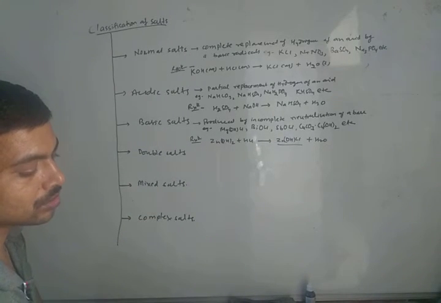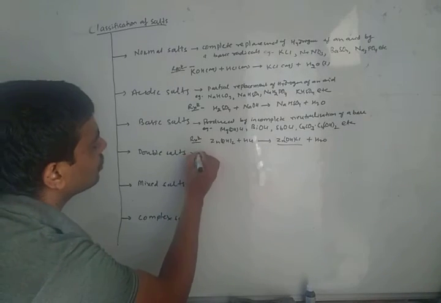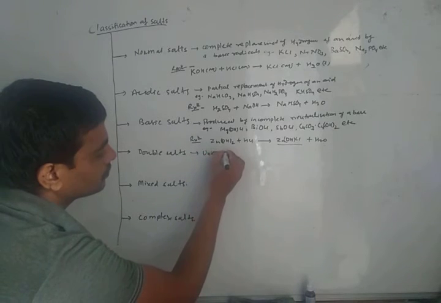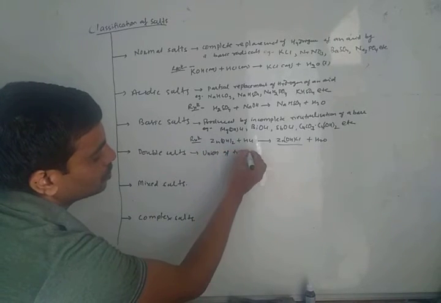Now come to the double salt. It is a combination or union of two simple salts.